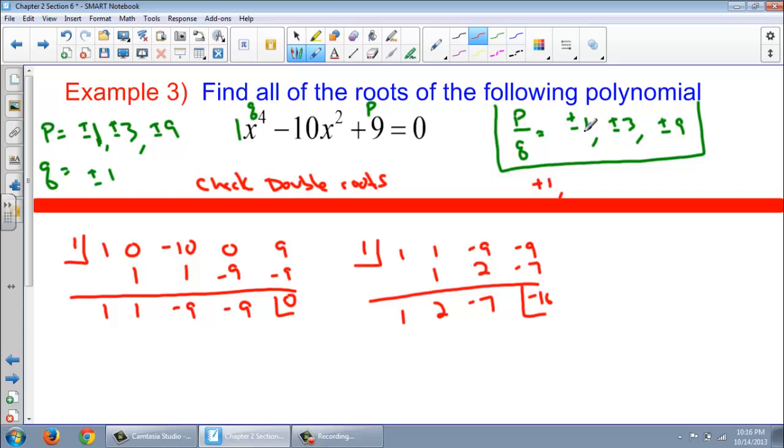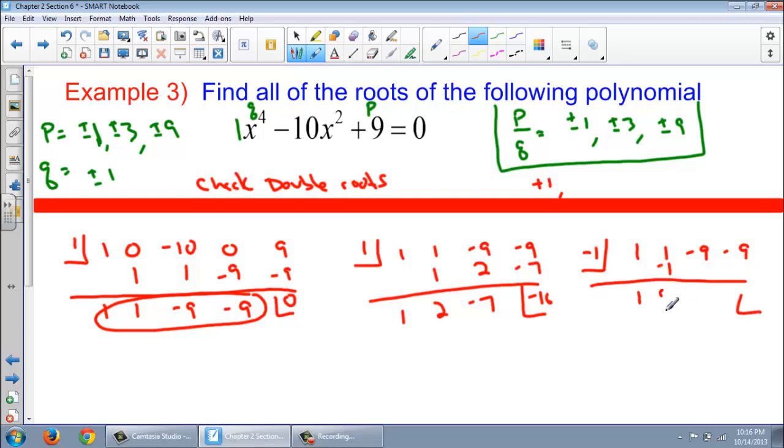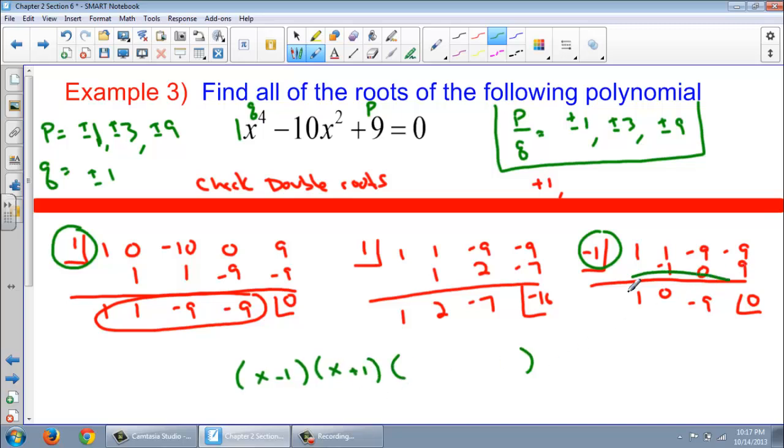So now let's go to -1. So now we're going to try -1 with our new coefficients. We're still using our new coefficients: 1, 1, -9, -9. We're going to see if this works. 1, -1, 0, 0, -9, 9, 0. Okay, what do you know? So we have 2 roots so far. We know that 1 is a root, and we know that -1 is a root. So let's write down our factors. x minus 1, x plus 1, and then what's left over in our final synthetic division? x squared minus 9.